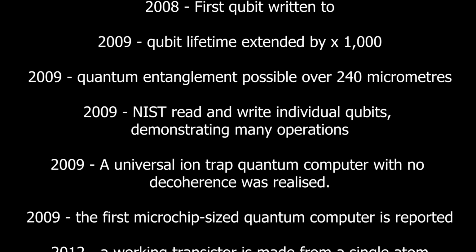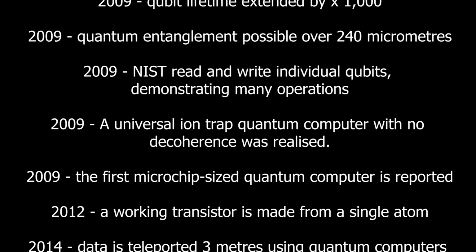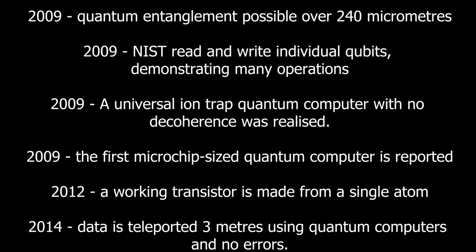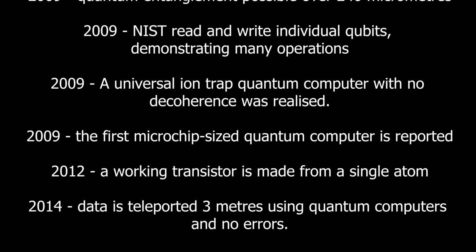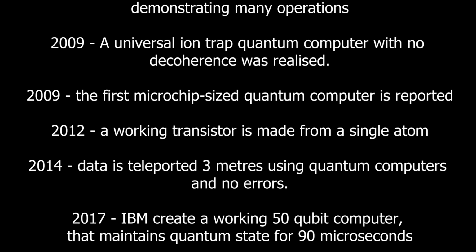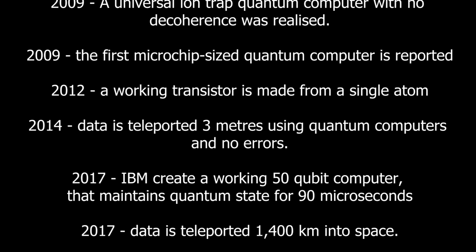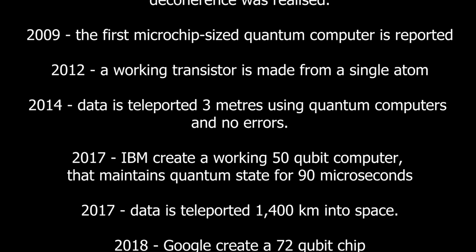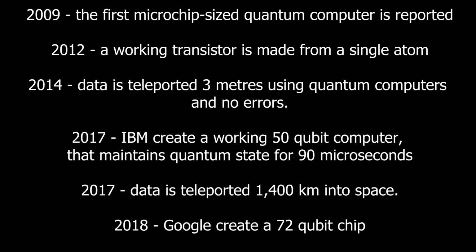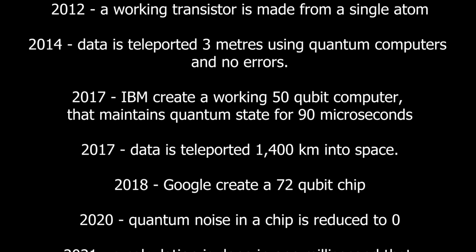2012, a working transistor is made from a single atom. 2014, data is teleported 3 meters using quantum computers and no errors. 2017, IBM created a working 50-qubit computer that maintains quantum state for 90 microseconds. 2017, data is teleported 1,400 kilometers into space. 2018, Google created a 72-qubit chip. 2020, quantum noise in a chip is reduced to 0.